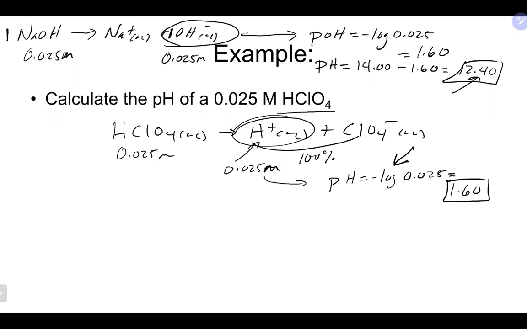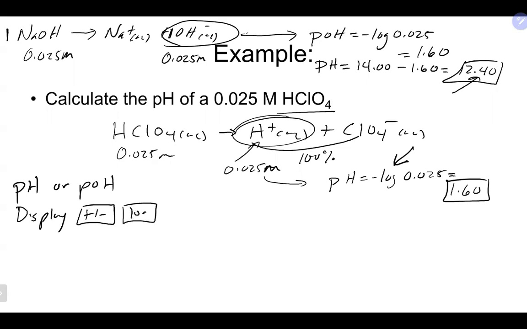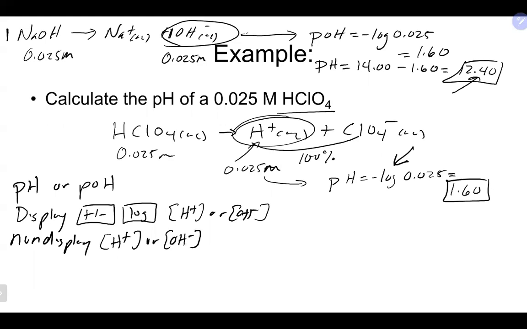Yeah, to calculate the pH or even the pOH, which is basically the same calculation. On your calculator, if you have a display calculator, you would put in the negative button, the log button, and then either your H plus concentration or your OH minus concentration, using your exponent button. If you have a non-display calculator, you would start with either the H plus concentration or the OH minus concentration, once again using your exponent button, then you would hit the log, and then you would hit the negative button on your calculator.